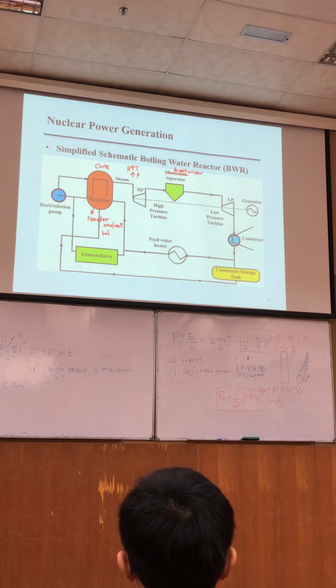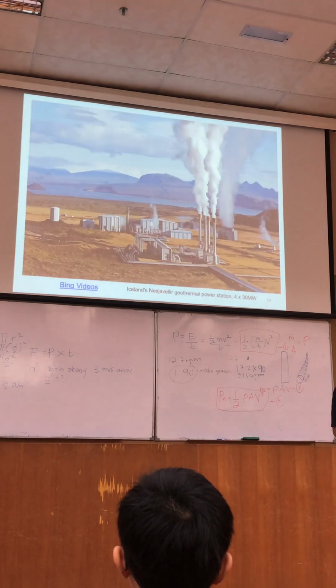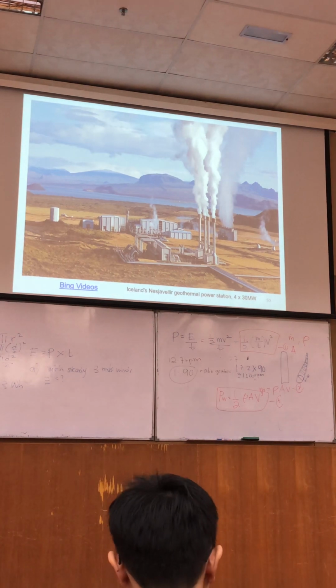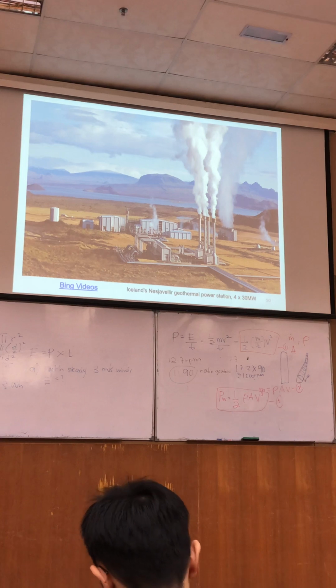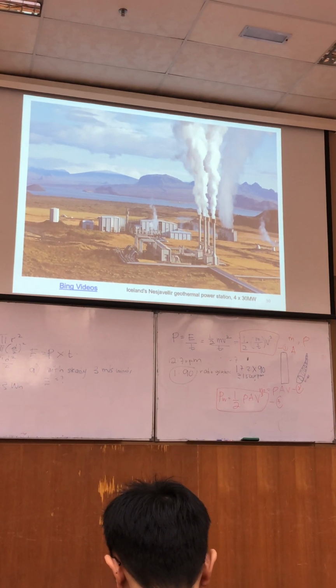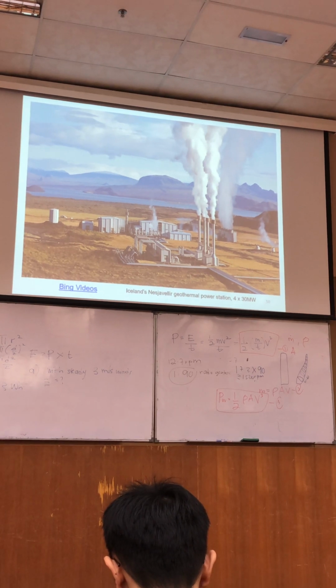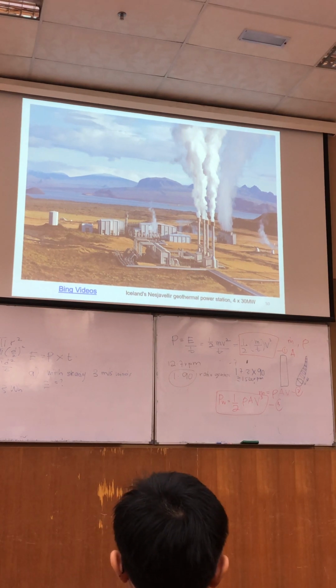Right. And then we're going to the next slide, which is about geothermal. Geothermal power station. Geothermal comes from the two words, geo and thermal. Geo means earth, bumi, bawah tanah. And then thermal station. Okay, this is Iceland's Resident Geothermal Power Station, 4 times 30 megawatt.